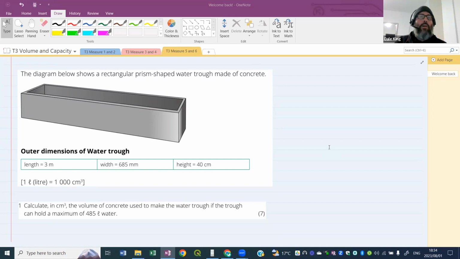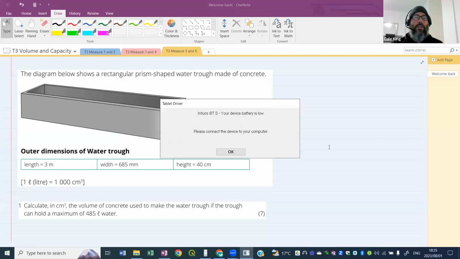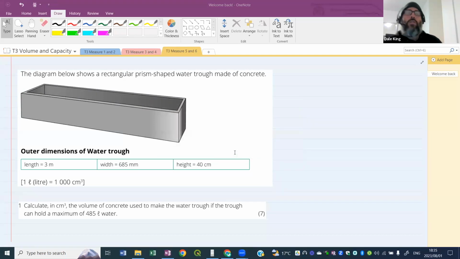Okay, here's the question. While Mohammed's telling us where Burgersfort is: the diagram below shows a rectangular prism-shaped water trough made of concrete. Okay, so this trough is a trough that animals drink out of, obviously, and it's made of concrete. It's rectangular. You obviously pour water in here to give water to your animals on your farm. So it's a drinking trough, and it's made of concrete.